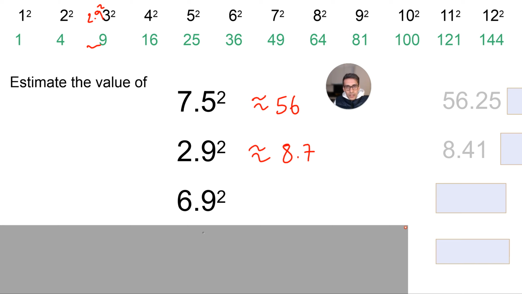6.9 squared, what would you say this is? Take a moment to work this out. Okay, so 6.9 squared. So 6 squared is 36, 7 squared is 49, 6.9 squared would be closer to 49 than it is to 36. So I'm going to guess 48.2.